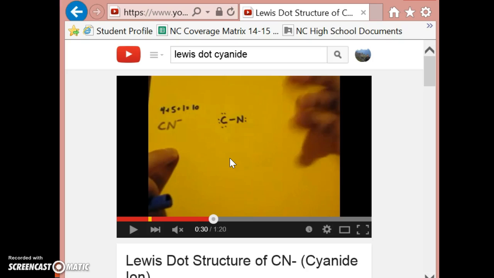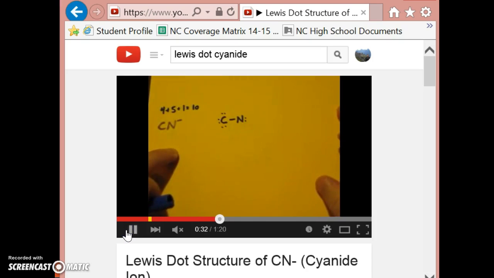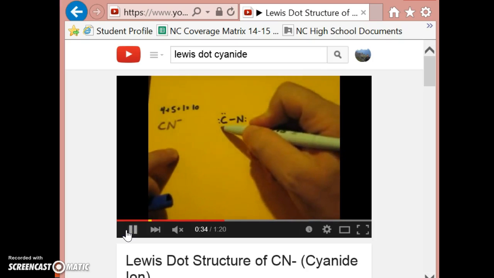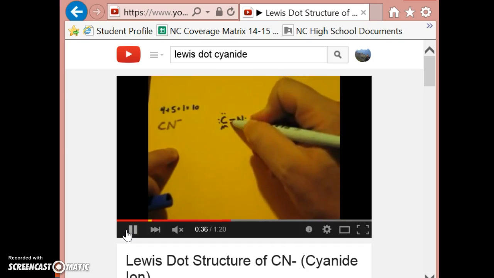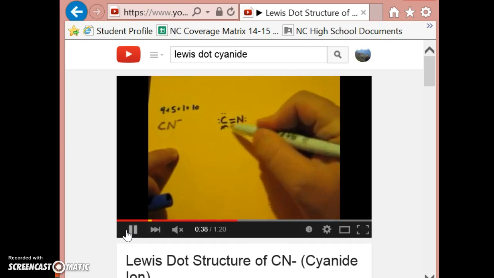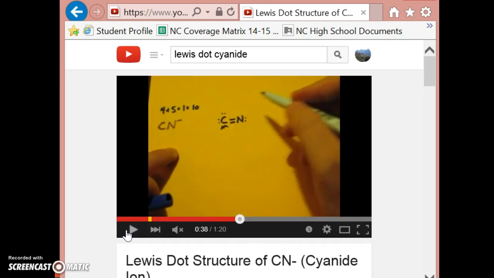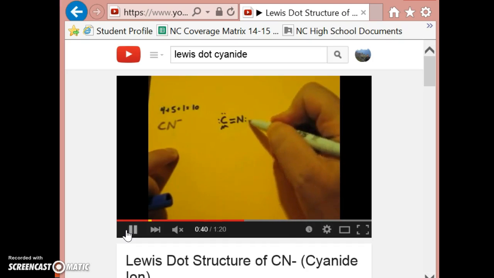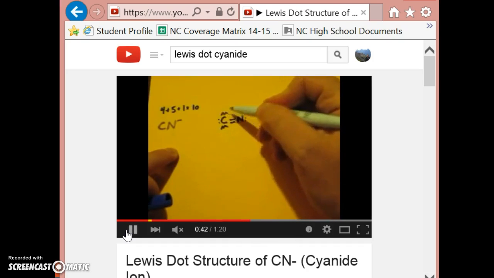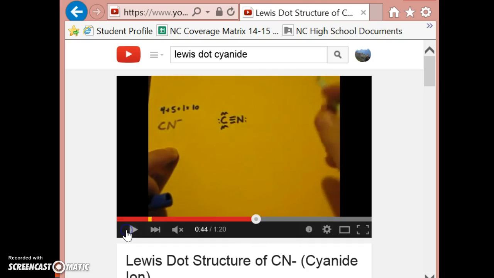Once you're out of electrons, you have to go back and make a double bond. So there's no electrons here. So he crosses off the lone pair, adds a double bond. Nitrogen's still not happy. Nitrogen only has 6. Carbon's happy with 8, but nitrogen needs 2 more. So you're going to take another lone pair from carbon, and you're going to add a triple bond, okay?